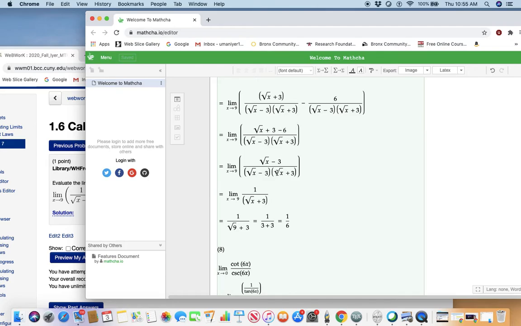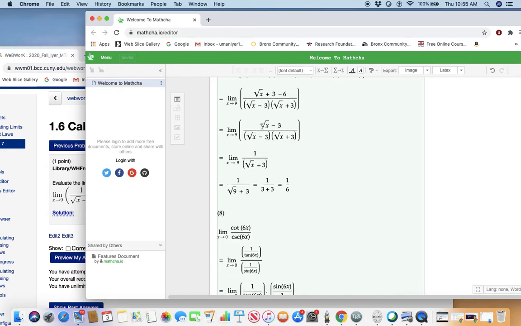Plus 3 minus 6 is a minus 3. Everything else is the same. Now notice root x minus 3 is a common factor. So I can cancel these two as long as root x minus 3 is not 0. But x is approaching 9, x is not equal to 9, so I can safely cancel these two. I'm therefore left with 1 over root x plus 3. Now if I plug in x equals 9, I get 1 over root 9 plus 3, 1 over 3 plus 3, which is 1 over 6.